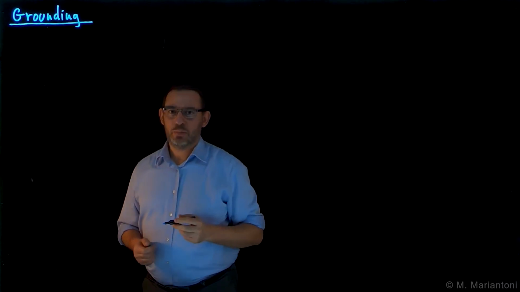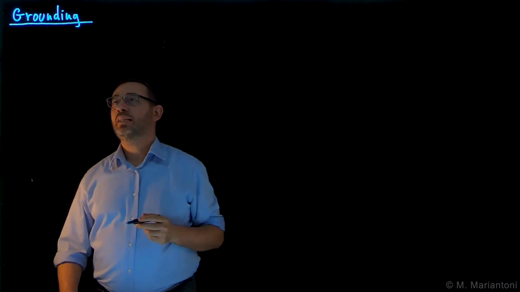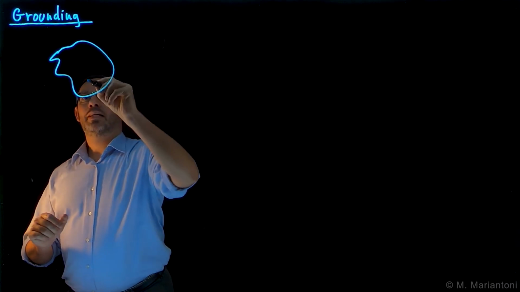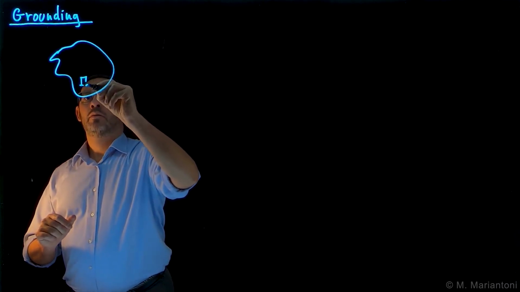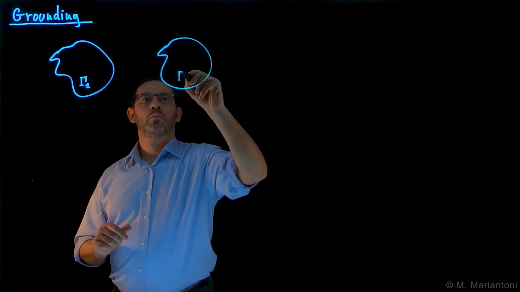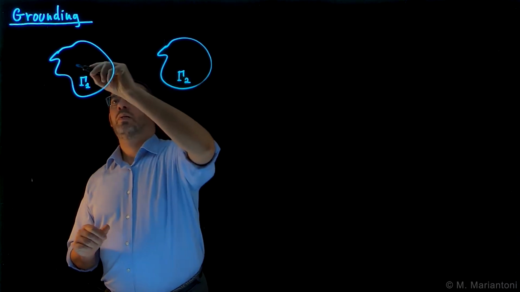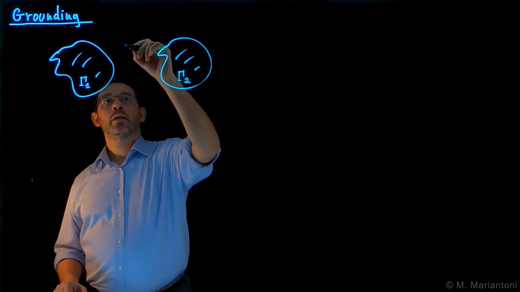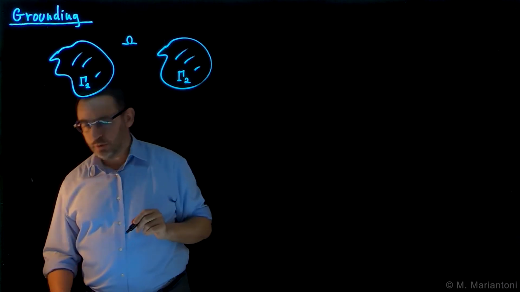Suppose we go back to the problem of two conductors, a system of two conducting materials. This is capital Gamma 1. This is capital Gamma 2. These are full materials here, bulk materials, with vacuum, capital Omega, in between. That's the way we called it.